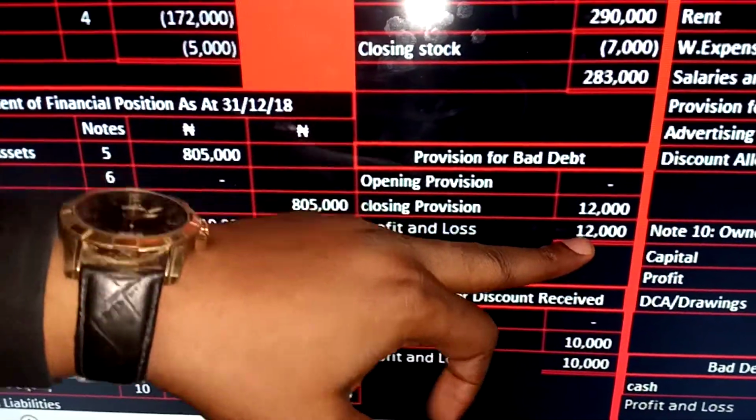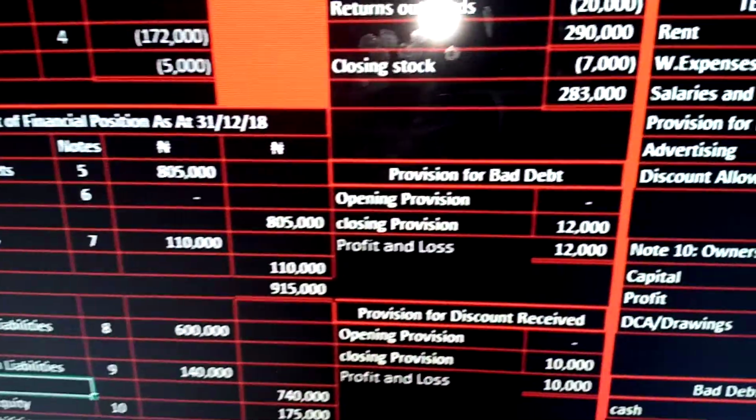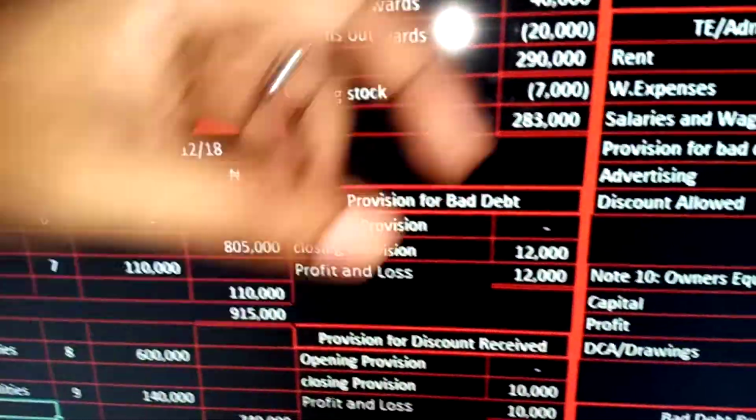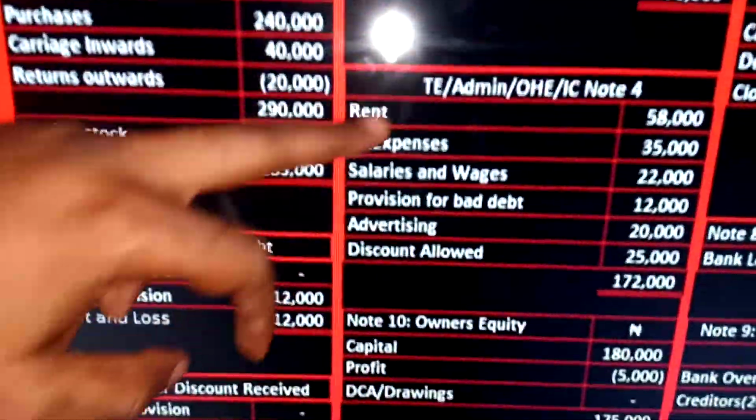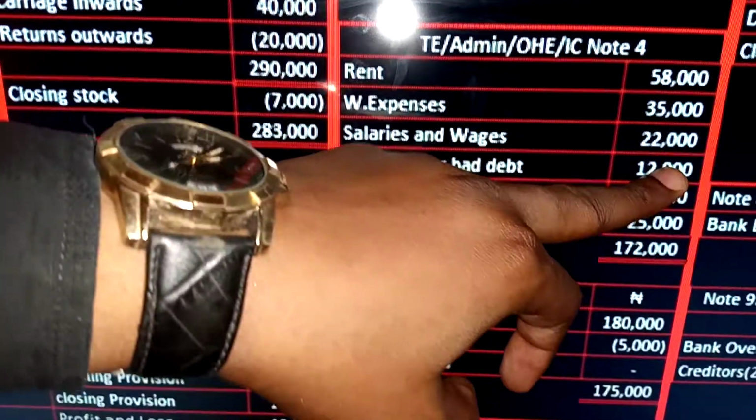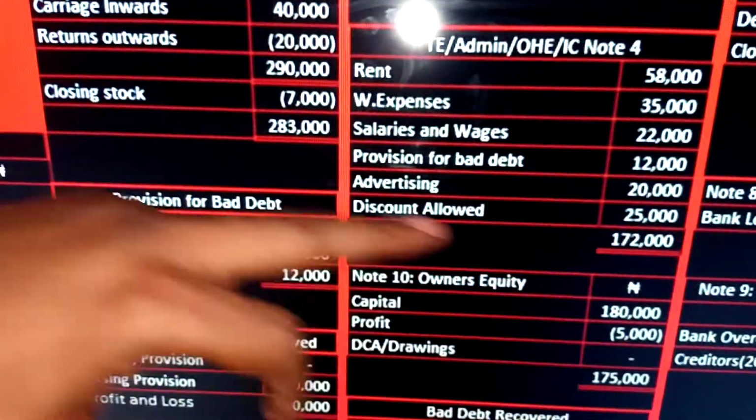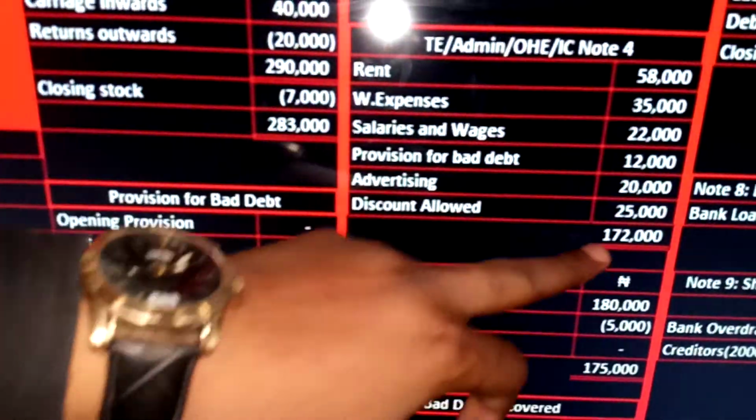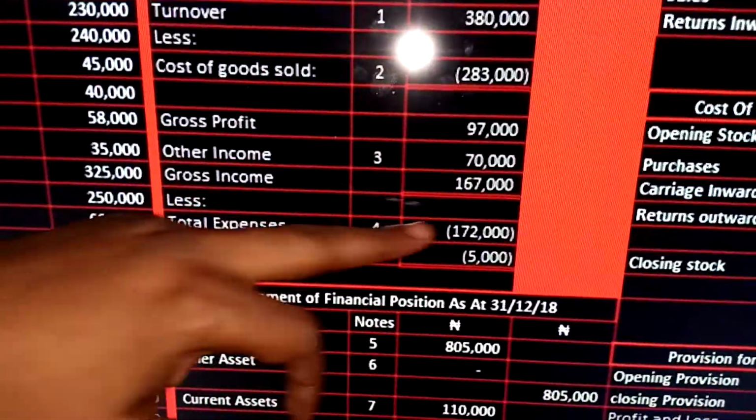Remember I said when there's an increase, the difference is treated as an expense. So that's why it is here in the total expense. So we have provision for bad debt 12,000. Advertising is in the question, 20,000. Discount allowed is in the question, 25. So when you add everything, you have 172,000. That's what you have here as total expense, 172,000.